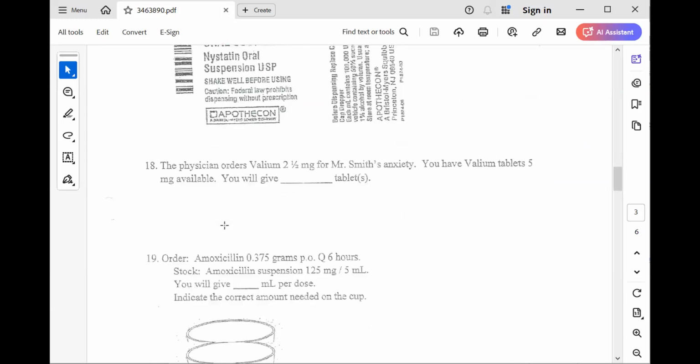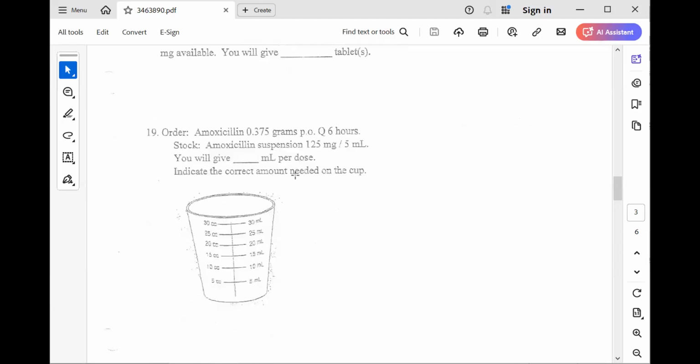All right. Let's see here. Here's another, this is what they consider kind of like a two-step problem, number 19. And the reason it's considered like a two-step problem is because you have a couple pieces of information. You have an order of 0.375 grams. It says every 6 hours. You have your stock is 125.5, so we'll put that grams. And then it says how many ml will you give, and also mark the cup.